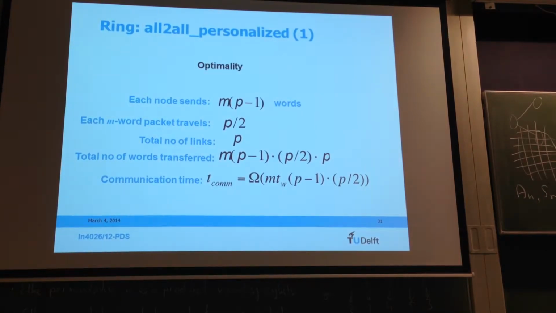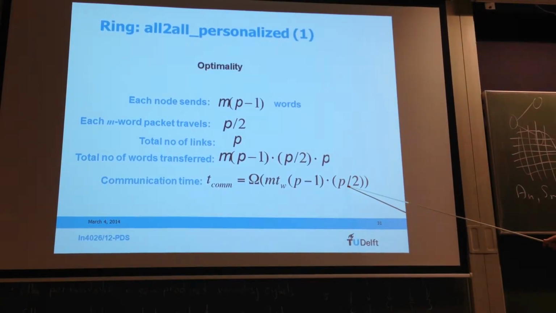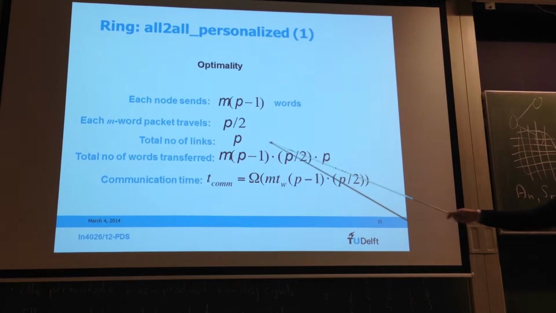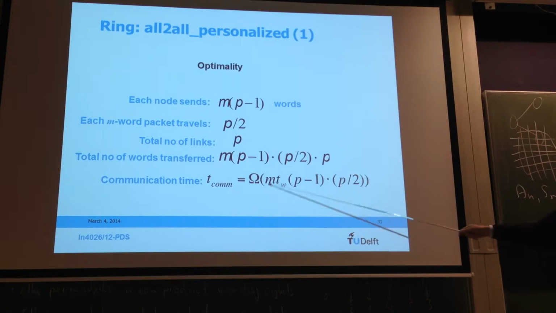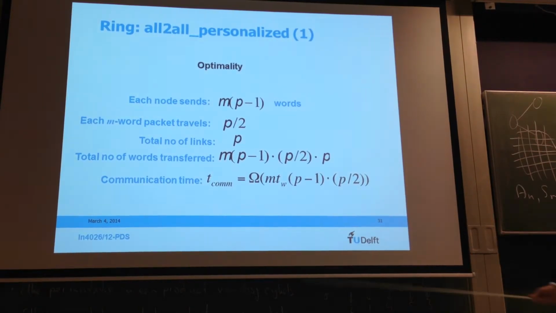Now the communication time we derived was lower bounded by p minus 1 times p divided by 2. Alright? Now since we have p links, we see this expression also here. Right? And we see that it's approximately the same. So yes, indeed, we can't do better than that. So with a different argument, we come to the same complexity. Right, so this is optimal. We can't do better in this ring example.